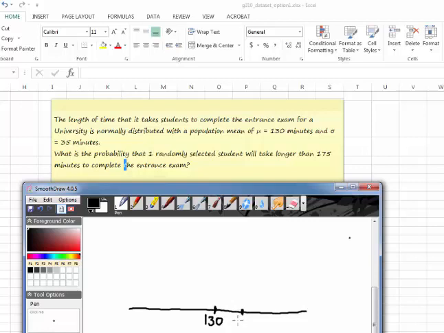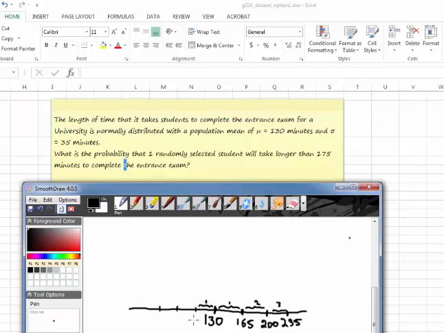So from the mean, one standard deviation will give us 165 minutes. Two standard deviations will give us 200 minutes, and three standard deviations will give us 235 minutes. We take the same lengths for the standard deviations on the left side of the mean.